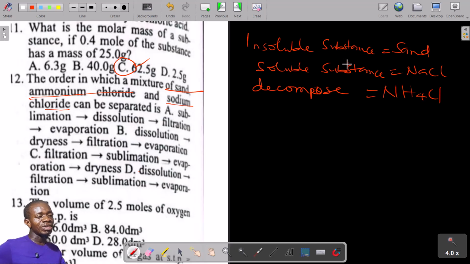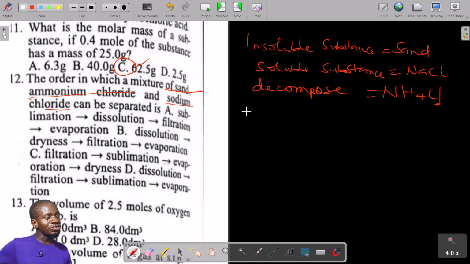If I add water to this, it's possible that my ammonium chloride will dissolve inside that water. Because ammonium chloride is soluble in water, if I start with dissolution, it will dissolve together with this sodium chloride. So if I filter out the solution, sand will be remaining. So how do I get ammonium chloride? It's going to be difficult. So the best thing I'm going to do is start with sublimation, because ammonium chloride can decompose on heating, that is, it can change from solid to gas on heating.